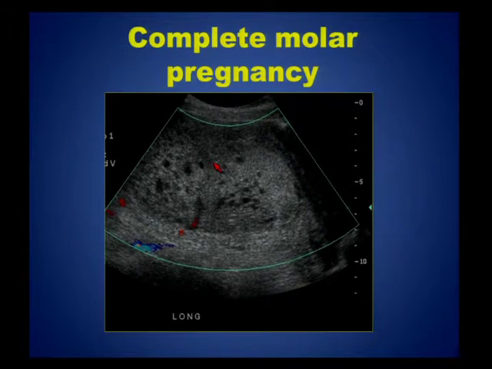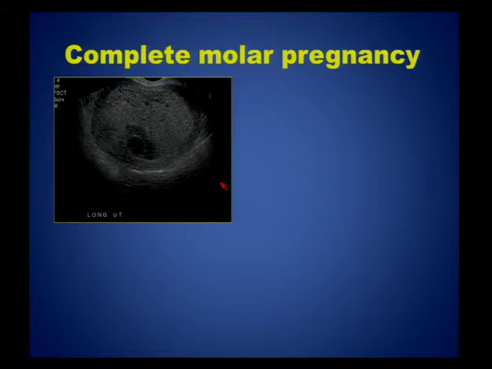Complete mole, on the other hand, I think is less of a diagnostic conundrum. Typically, it's a very thick, somewhat heterogeneous cystic placenta here, as in this case. We don't see an embryo or even a gestational sac in most cases. I've not found vascularity to be that helpful.